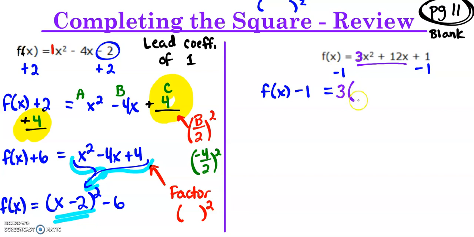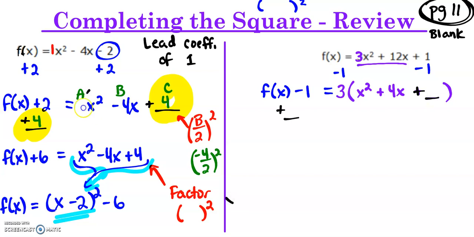So we're going to take that 3 out, and we're going to be left with x squared plus 4x. And we're going to put the blank inside the parentheses this time, all right? Inside the parentheses, because that's where our x is. We put that blank wherever our x terms are located, okay?